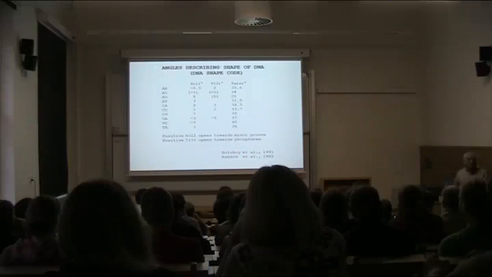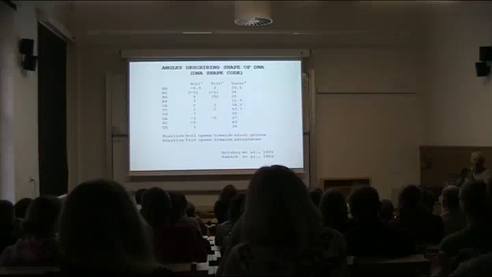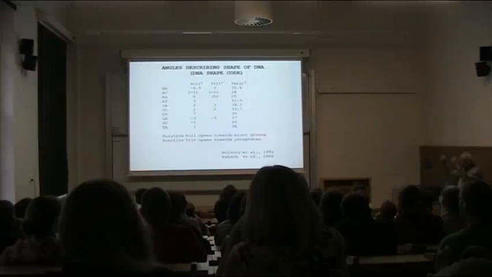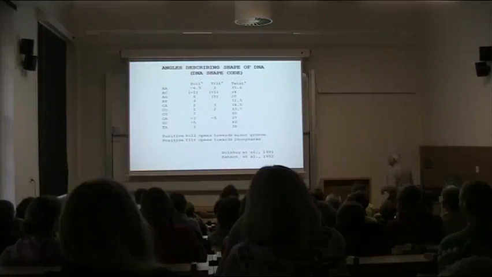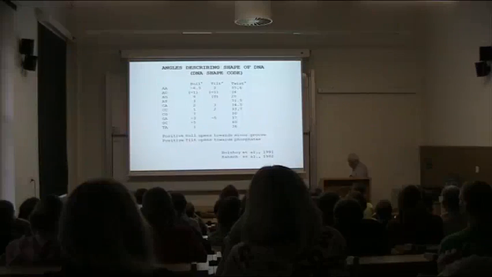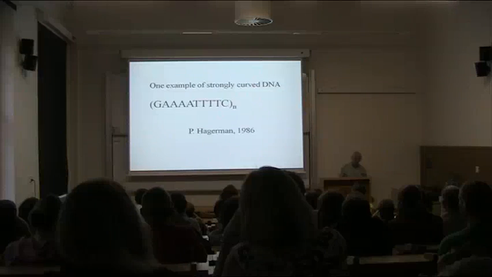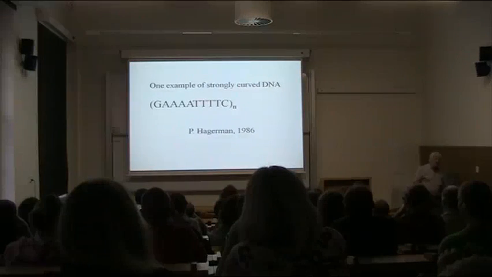A big curvature you get when you put together AAA. They don't cancel each other, and the next AA is just about 34 degrees rotated relative to the previous one, and still contributing a lot in the same direction. So this is just one example of strongly curved DNA.